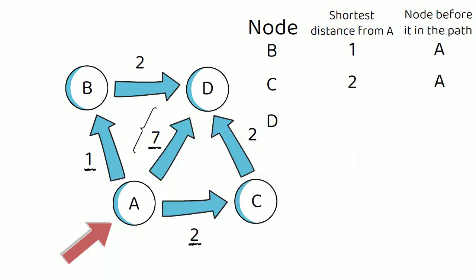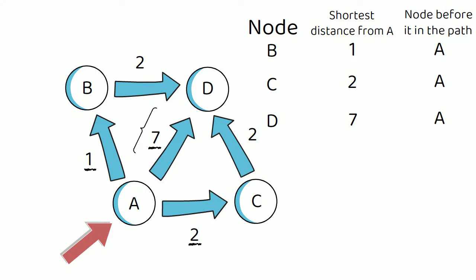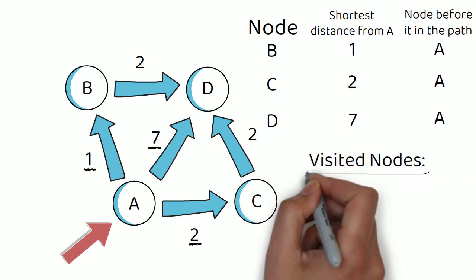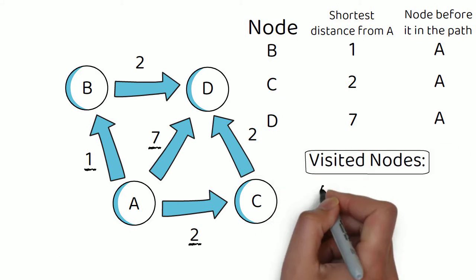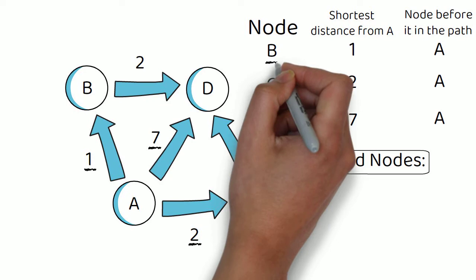From A to D is 7. So for D, the shortest distance is 7. The node before D in that path is also A. That's all of A's neighbors, so we can consider A visited. To make things easier, we'll keep a list of visited nodes. For the next node to visit, let's look at our table and pick the unvisited node with the shortest distance from A. Right now, that's B.